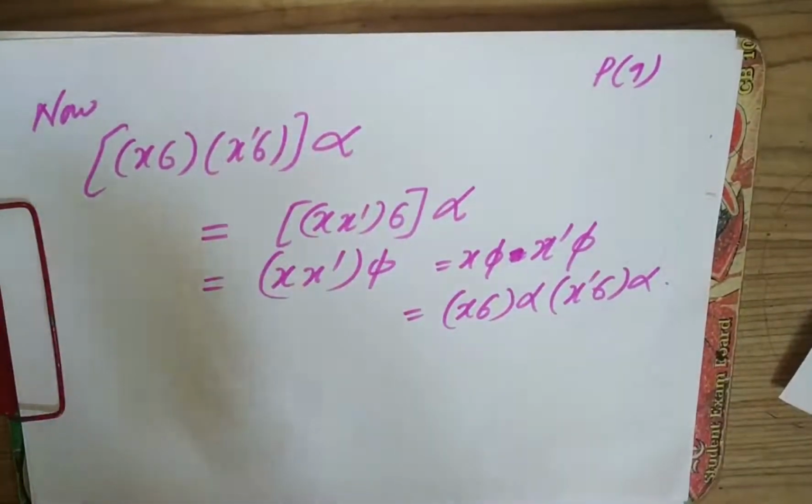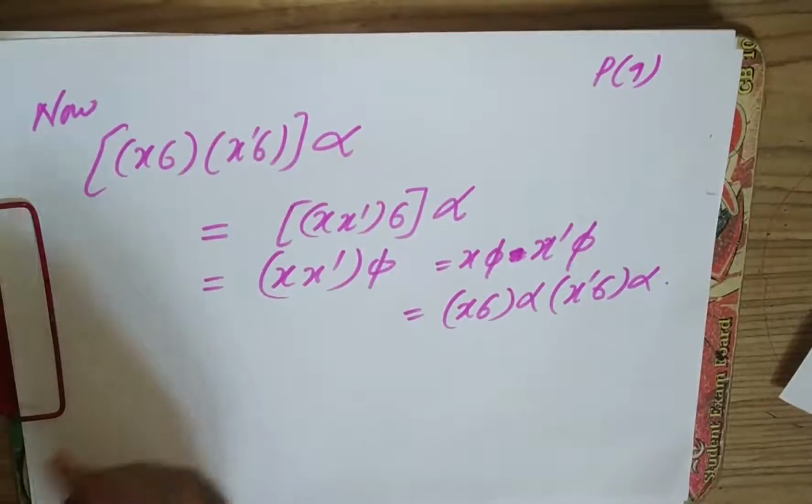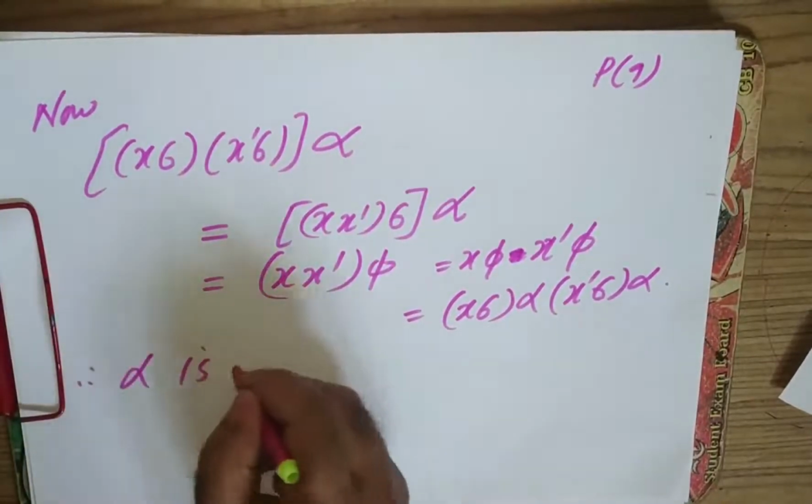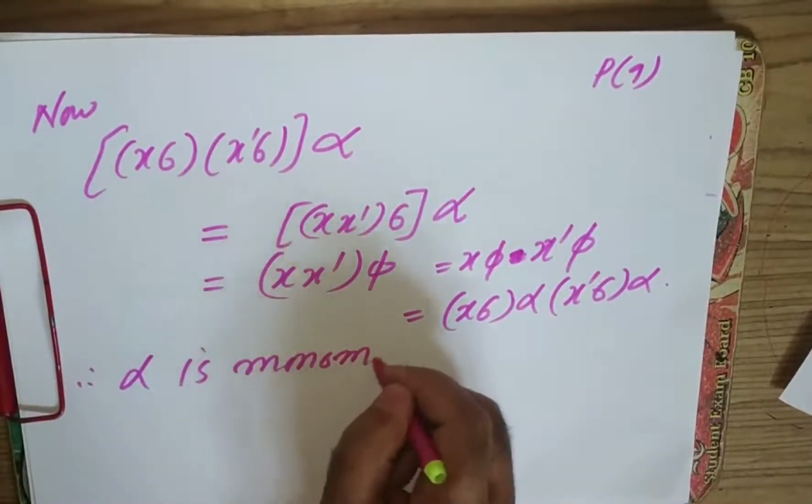So that means alpha is a monomorphism. Therefore alpha is a monomorphism.